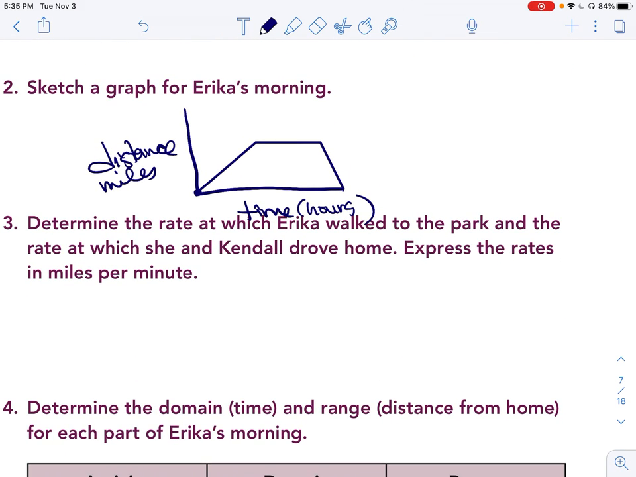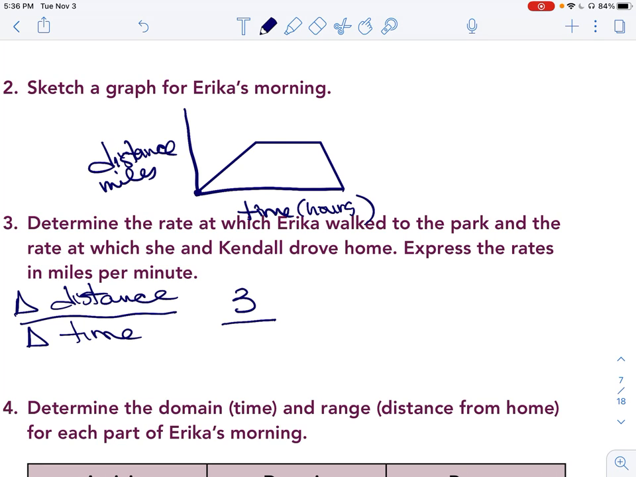Determine the rate at which she walked to the park and the rate at which she and Kendall drove home. So it would be the change in distance over the change in time. So it was 3 miles she went, from 0 to 3 miles. How come I can do it this way? Because didn't she start at home? So she started at 0, 0, it's proportional. And it took her 30 minutes to do that. So that would be 0.10 or 1 over 10.